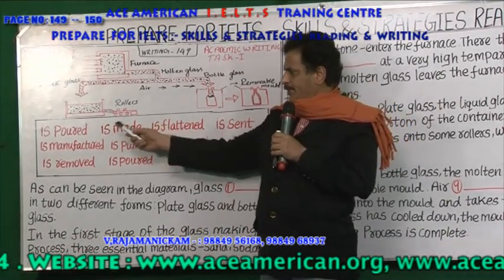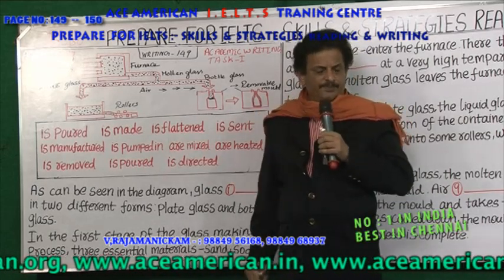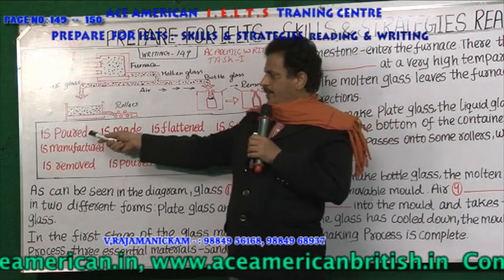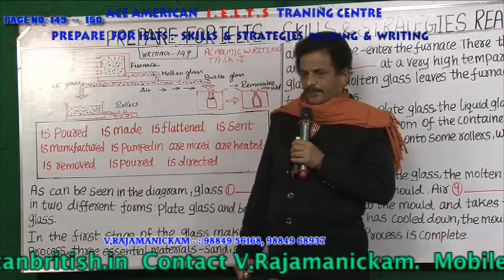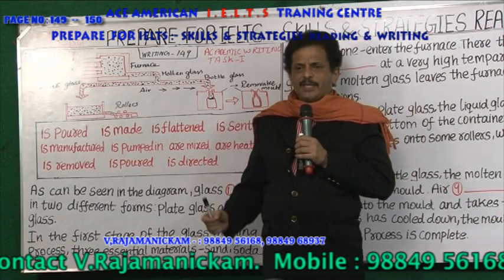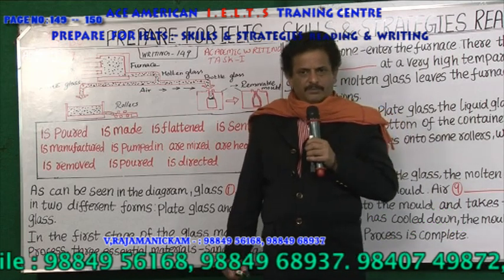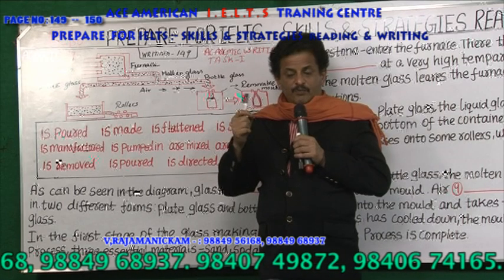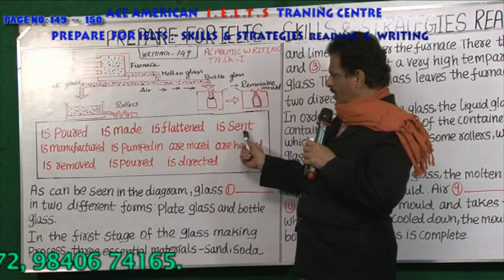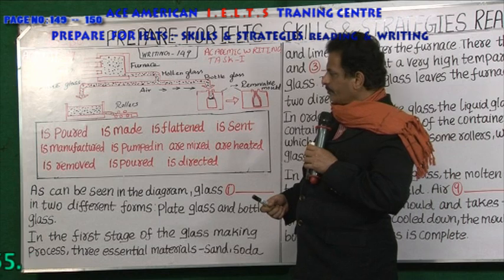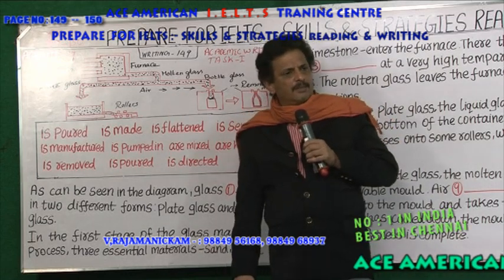So all the words here, poured, made, flattened, sent, they are past participles. They are not past tense, mind you. They are past participles, even though ed is there. See, play, played, played. So ed is the same thing for the past and past participles. So it is called weak verbs. Write, wrote, written. When the vowels change in the past tense and past participle, it is called strong verbs. So here we have no strong verbs at all. So almost everything are weak verbs. When ed comes in the past tense, it is called weak verbs.